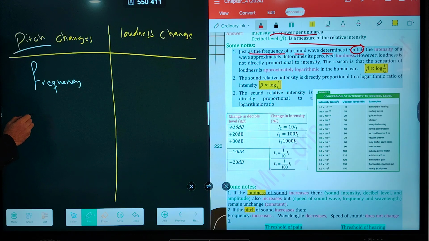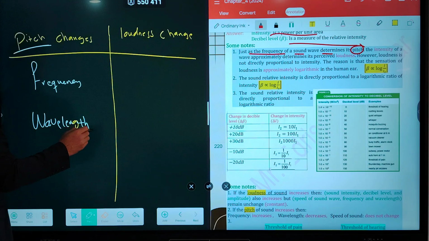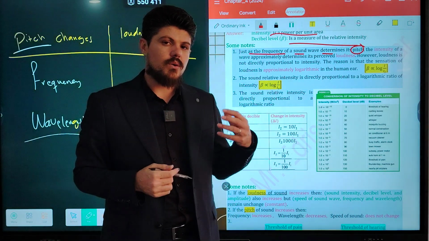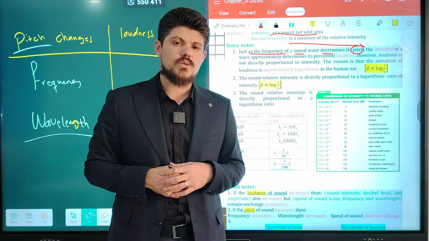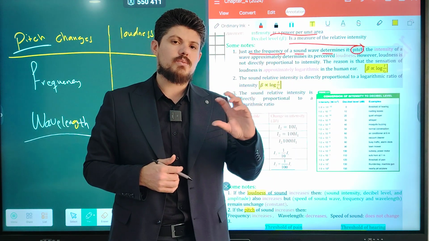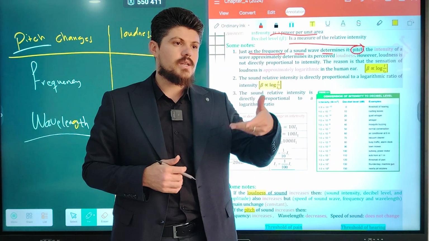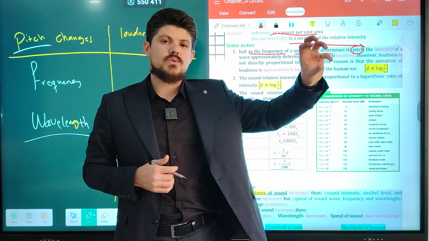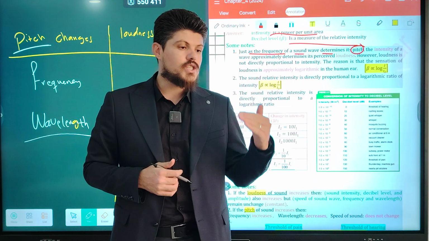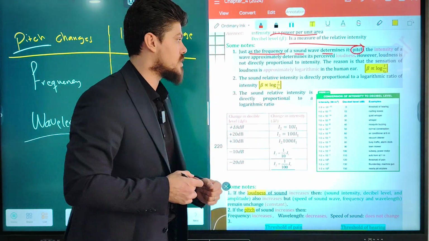And when the frequency changes, what happens to the wavelength, guys? Wavelength also changes. So, in conclusion, can we say that by changing pitch, both frequency and wavelength change? Yes, of course, because pitch is directly proportional to the frequency. When pitch gets more, frequency gets more. When frequency gets more, wavelength gets less. So by changing frequency, wavelength also changes.